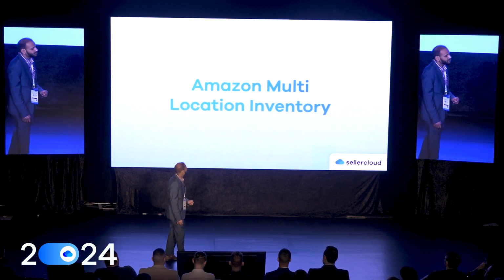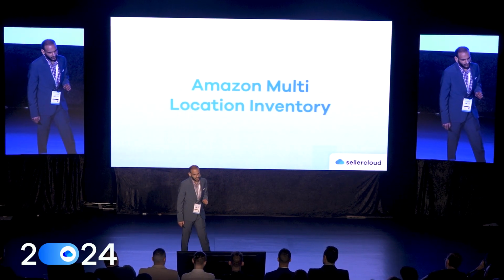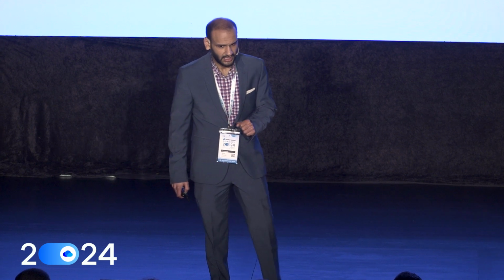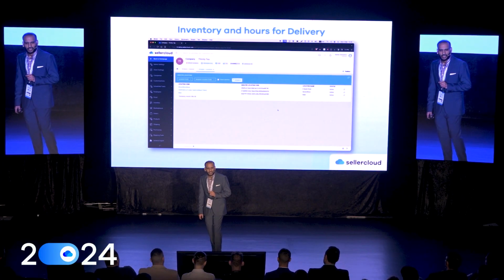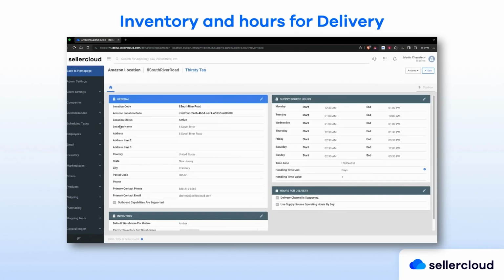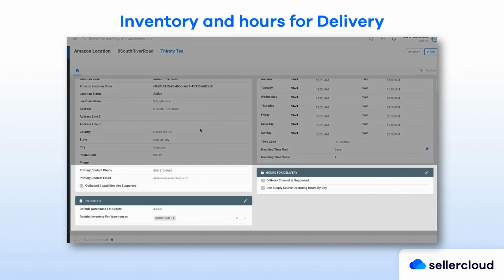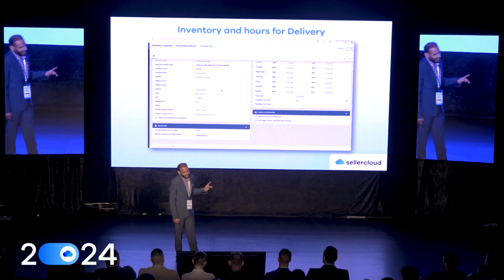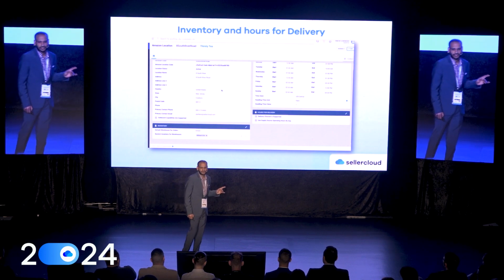Next, we have the Amazon multi-location inventory. Now, these are locations where you ship orders from, to manage your order handling time, your daily order handling capacity, and holidays across all locations that you ship orders from. So in this, by clicking into the location code, you can actually select your default warehouse for where the inventory will be deducted from. And we also have an hours section where you can supply your source for when deliveries can be made through certain hours, and also your handling time as well.